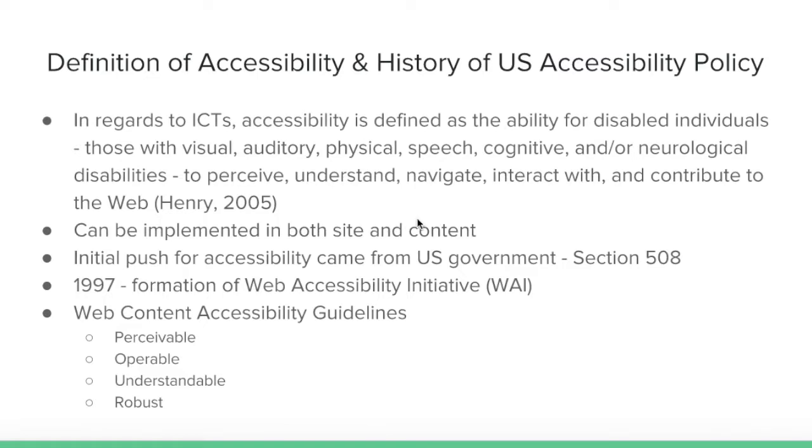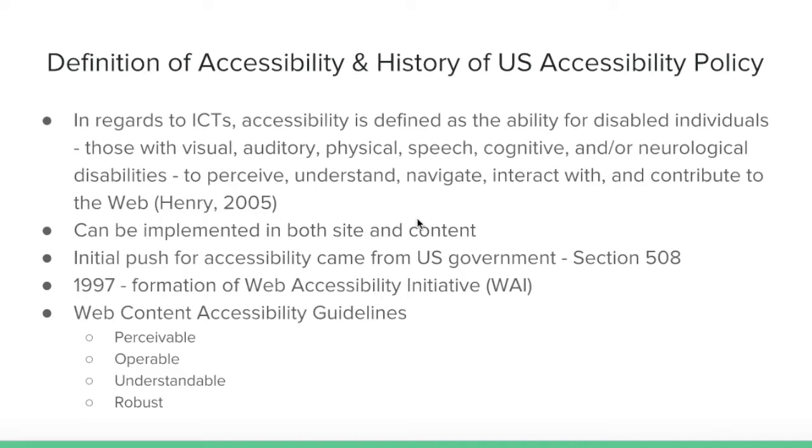In regards to ICTs, accessibility is defined as the ability for disabled individuals to perceive, understand, navigate, interact with, and contribute to the web. This can be implemented both in the back end of a site, such as within the HTML coding, and within the content of a site, such as creating PDFs that are readable by screen readers. Both the private and public sectors have worked to establish guidelines for web accessibility.